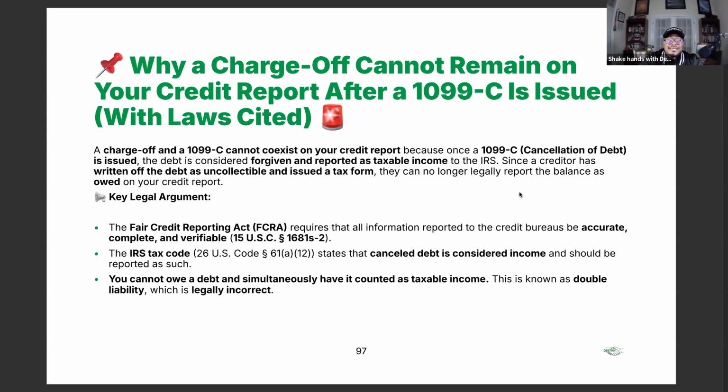You cannot own a debt and simultaneously have it counted as taxable income. This is known as double liability, which is legally incorrect. Okay, you can't do that.